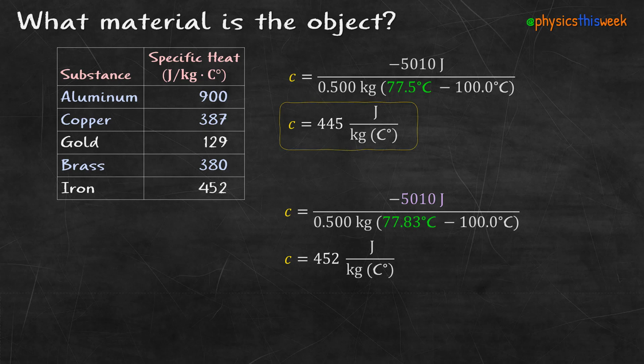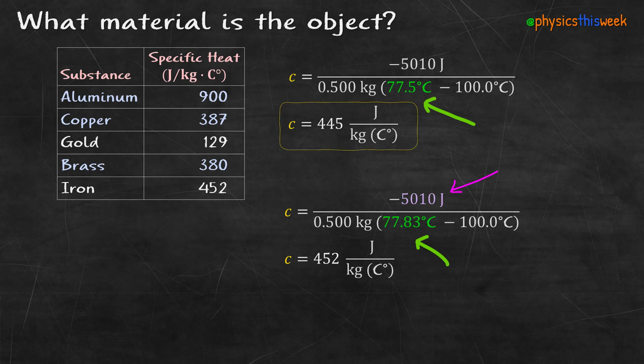Thermodynamics experiments are very sensitive to conditions. To get very good results, you need to have measured temperature accurately. In this example, if the temperature had been measured to be 77.83 degrees Celsius instead of 77.5, the answer would have been exactly 452 joules per kilogram Celsius degree. The value of negative 5,010 joules is questionable.